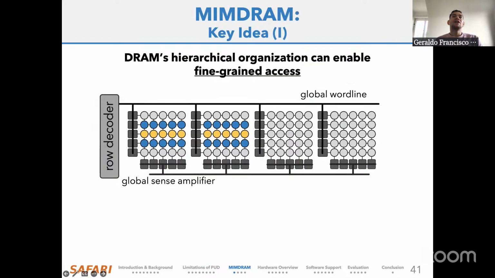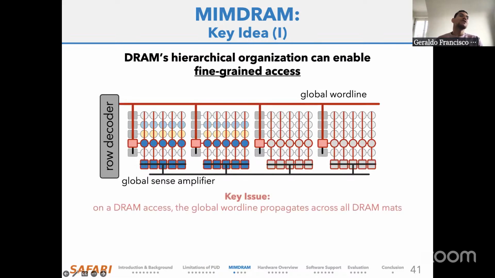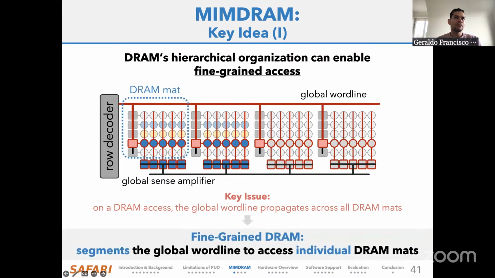MIMDRAM's key idea is to leverage fine-grained DRAM access for process using DRAM operation. In traditional architectures, on every DRAM access, all rows in a DRAM matrix are asserted, even if only portions of that row are going to be used for the access, doing a column request, since the global word line propagates across all of the DRAM matrix at the same time. Fine-grained DRAM architecture segments the global word line across individual DRAM matrices.